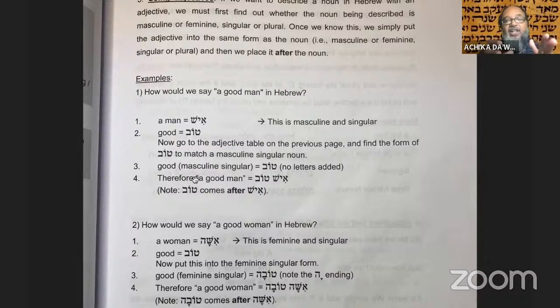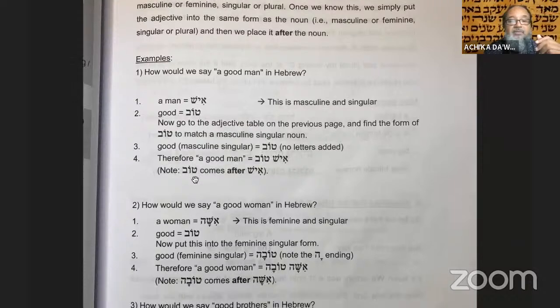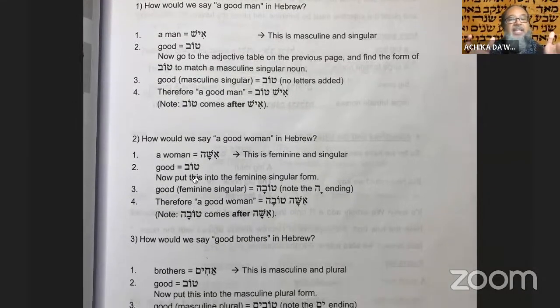If you're going to say a good man, the good is describing the man. So that is the adjective. The man is ish, and then the good has to match it. So it'll be ish tov. Okay, matching. If it's masculine, then the adjective has to be masculine. If the noun is feminine, the adjective has to be feminine. It has to match. It has to agree.